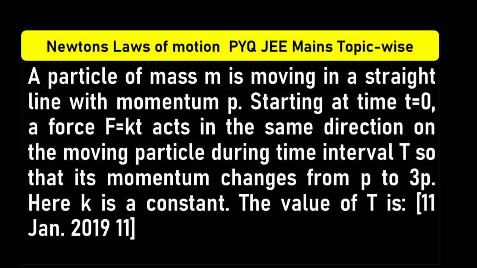A particle of mass m is moving in a straight line with momentum p starting at time t equal to 0. A force F equal to kt acts in the same direction on the moving particle during the time interval t, so that its momentum changes from p to 3p. Here k is a constant. Then the value of t is... so it's a constant force acting on it, right? No, sorry, it's a time-variable force, which means we can integrate.